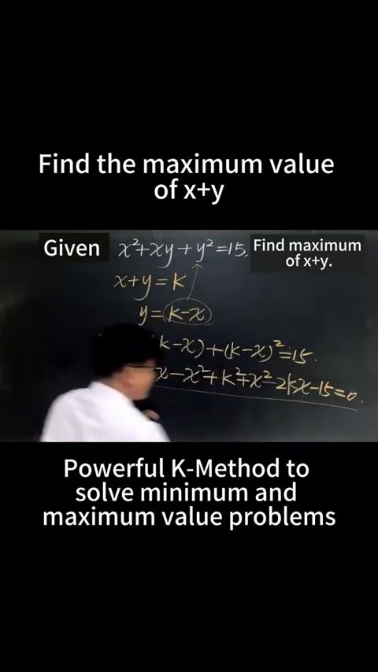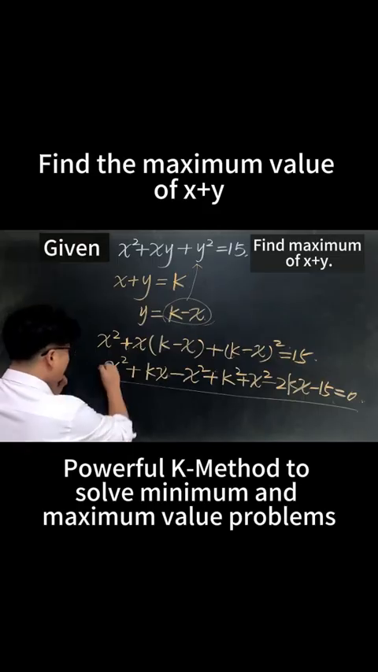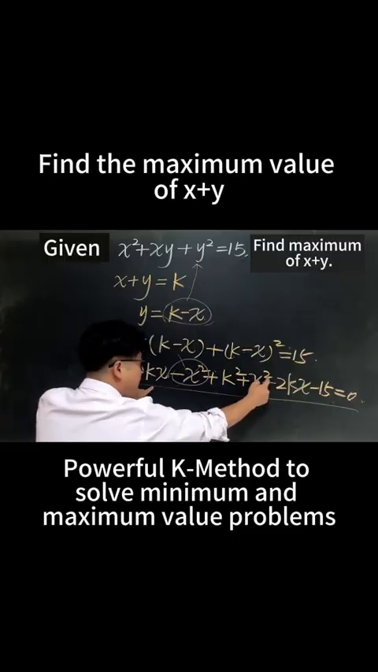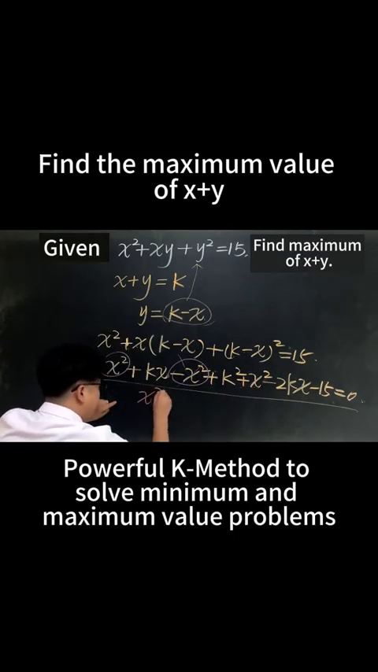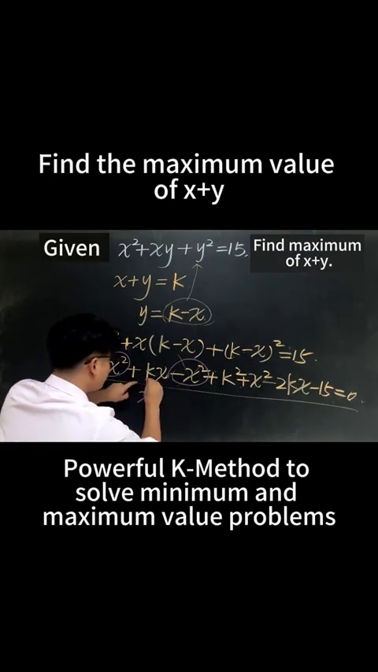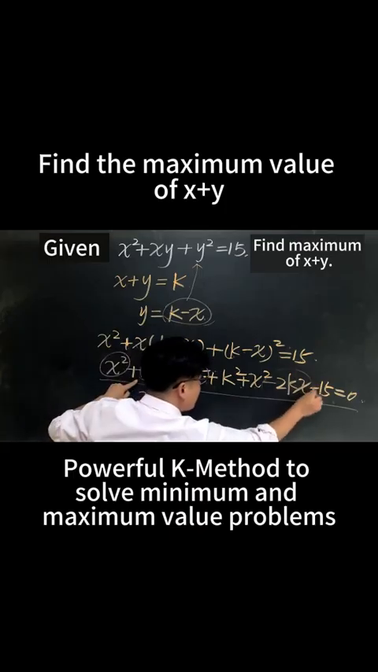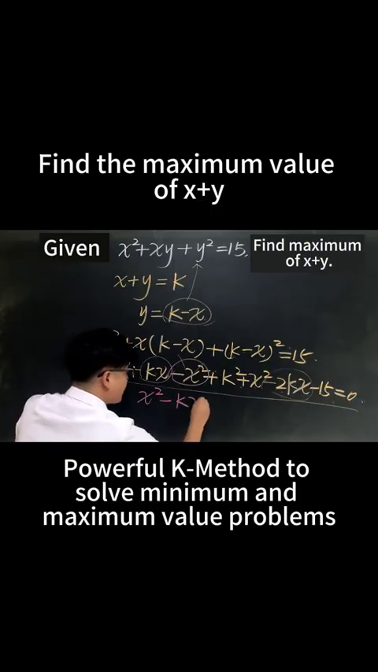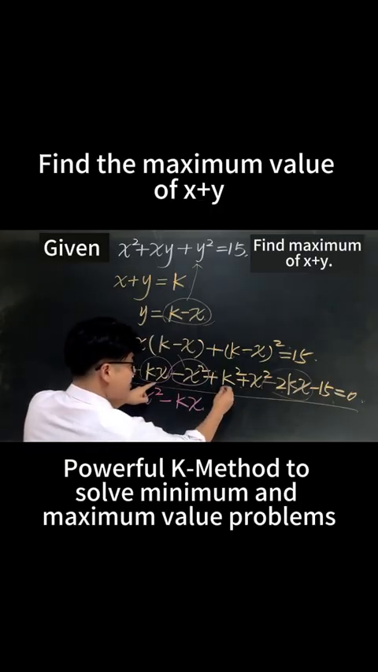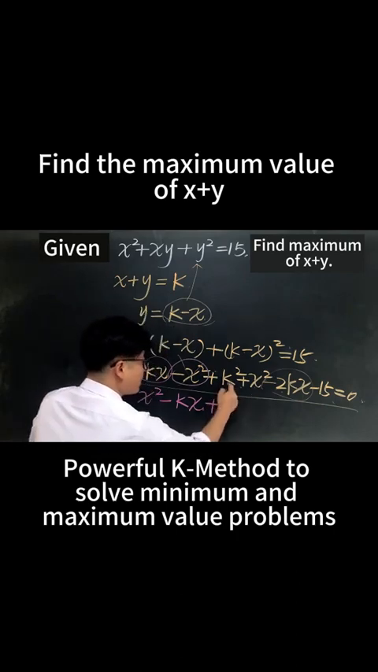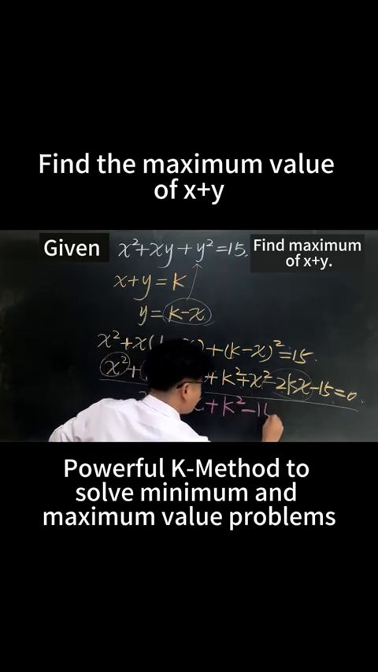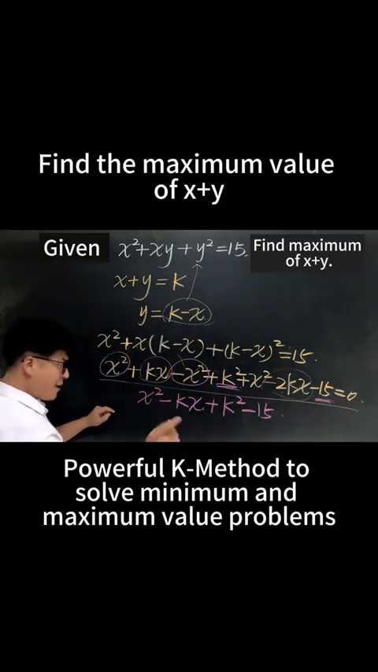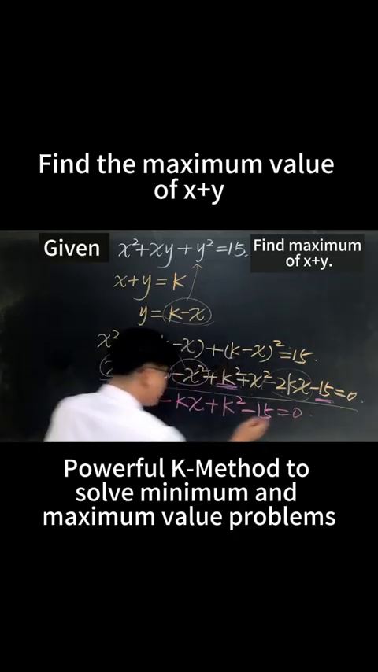Let's combine like terms. This x squared and this negative x squared cancel each other out, right, everyone? Then isn't there only one x squared left? Just x squared, right? Look at the linear terms, this kx and this negative 2kx. What do they become? They become negative kx, right? What about the constant terms? Isn't it k squared minus 15? This is the constant term. Make sure not to miss it. Then it equals 0, right? So the original expression becomes like this, doesn't it?